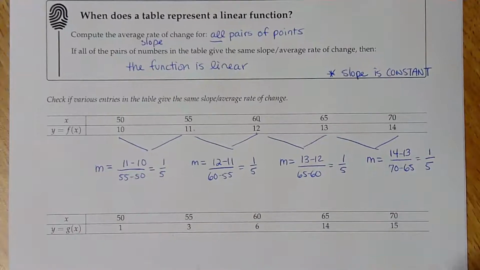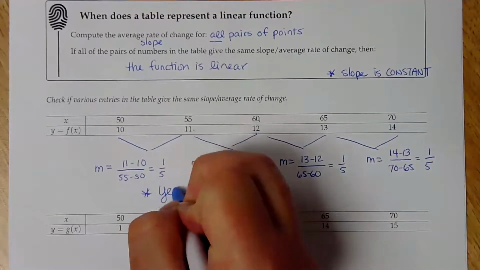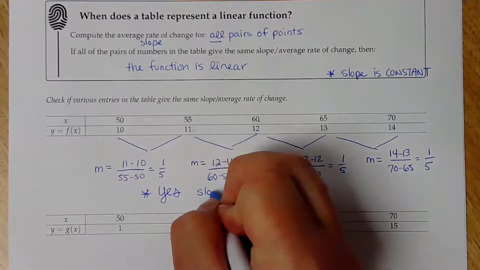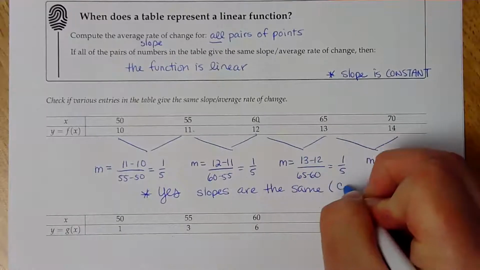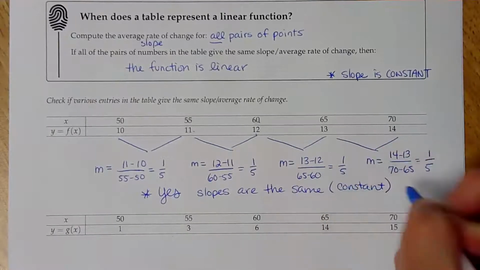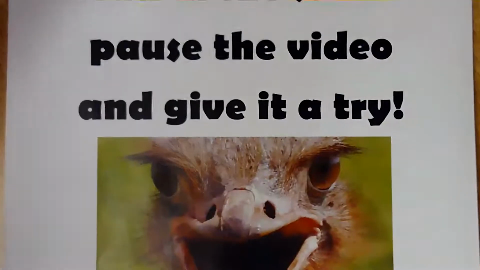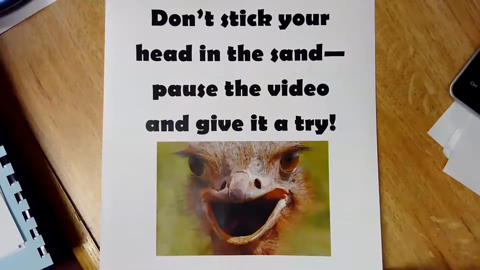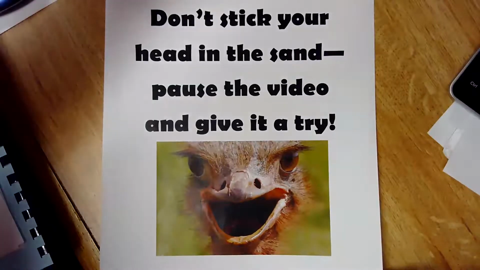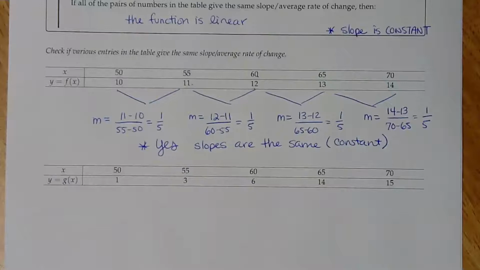All right, so could this table represent a linear function? The answer is yes, because our slopes are the same. In other words, our slopes are constant. I would like you to go ahead and try that for this next problem down here. Go ahead and pause the video, give that a try, make sure you feel confident with those calculations, and let's come back and take a look at that.